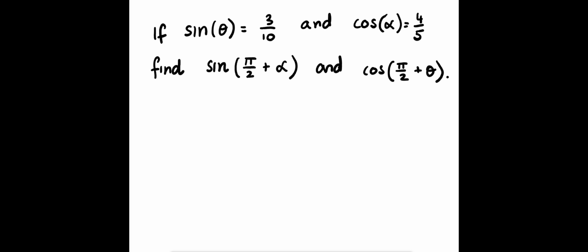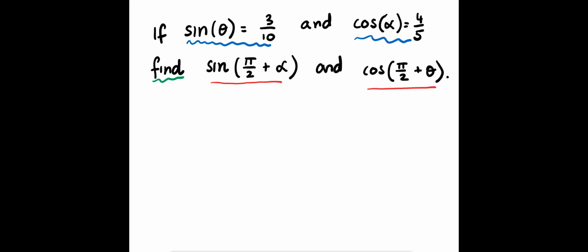So we're told that if sine theta equals 3 over 10 and cos alpha equals 4 over 5. So following if, we normally get some context. So here's some background context that we know. We're asked to find, and what are we asked to find? Sine of pi on 2 plus alpha and cos of pi on 2 plus theta.